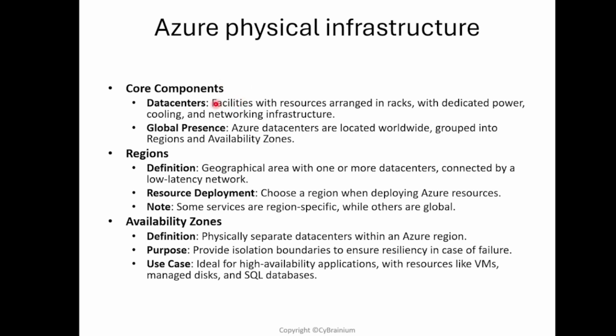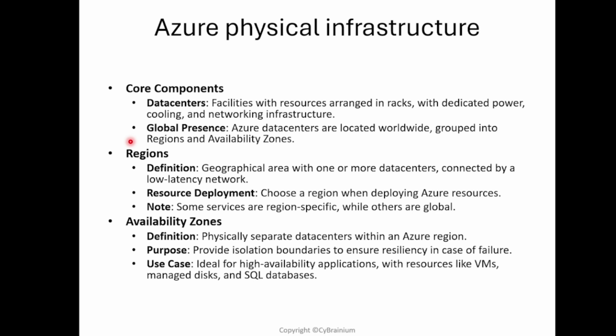The first one is the data centers, where they arrange all the resources in racks with dedicated power, cooling and network infrastructure. Now the global presence: basically it is grouped into two things, the regions and the availability zones. Now what are regions?